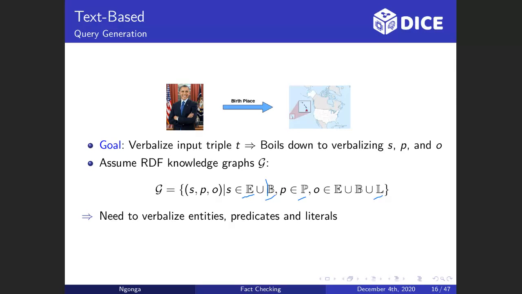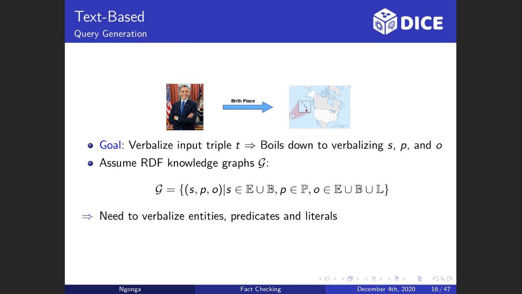Verbalizing blank nodes doesn't make much sense because, if you think about it from the point of view of logic, these are existential quantifications, which means that we are left with having to verbalize E, P, and L. So, E being the set of resources or entities, P being the set of properties, and L being the set of literals. That's basically what you see here: entities, predicates, and literals. We basically omit the blank nodes because of their semantics.